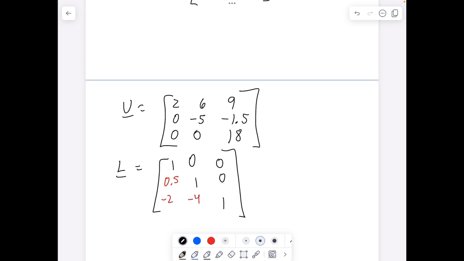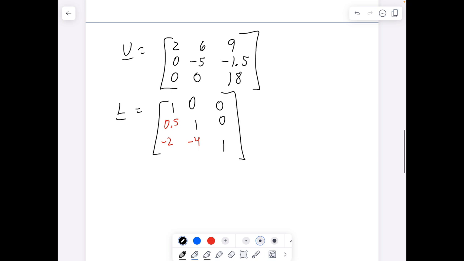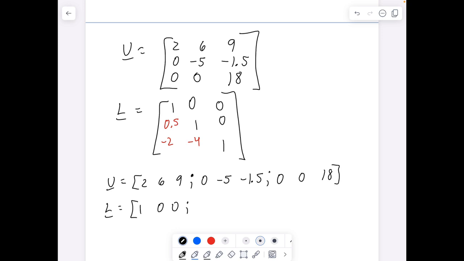And what I'm going to check in MATLAB right now, and I know you can't see my computer, is I'm going to define U, just to double check that this makes sense. I'll write it here so you can see what I'm coding. U, 2, 6, 9. When you want to create a matrix in MATLAB with multiple rows, you separate the rows with a semicolon. 0, -5, -1.5, semicolon, 0, 0, 18. Do the same thing for L: 1, 0, 0, 0.5, 1, 0, -2, -4, 1.